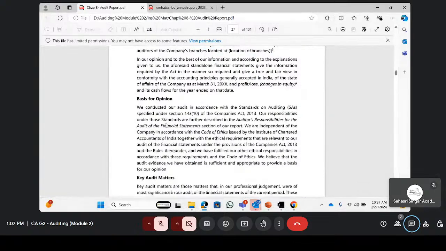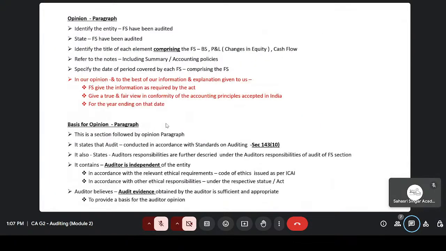Next one, basis of opinion. Here it is the same thing only. This paragraph talks about the ethics, and that you are doing the audit according to the SA. Ethics means not only the ethics issued by ICA, but also the other ethical requirements you need to follow. You are in accordance with that. And also you believe that the audit evidence obtained is sufficient and appropriate. So these critical points have to be covered in this paragraph.